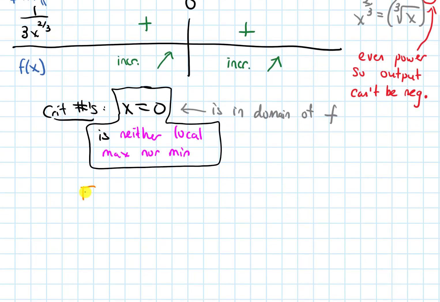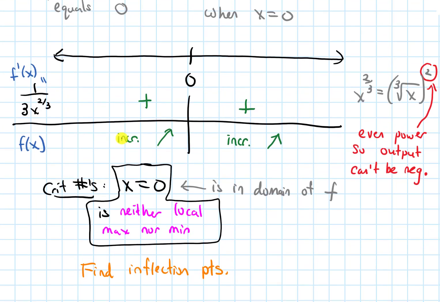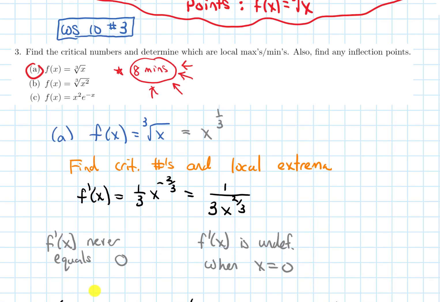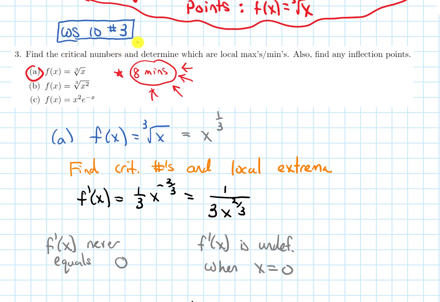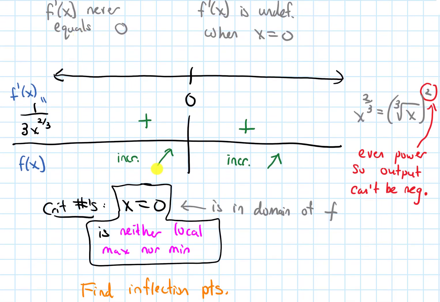Okay, the next part of the question said to find inflection points. Notice the question didn't say to write down the intervals where it was increasing and where it was decreasing. That's why I didn't do that. It just said find critical numbers and determine which are local maxes and mins. So that's nice. It saves me a little bit of writing there. But if we needed to say where it's increasing or decreasing, we could use our number line to do that.